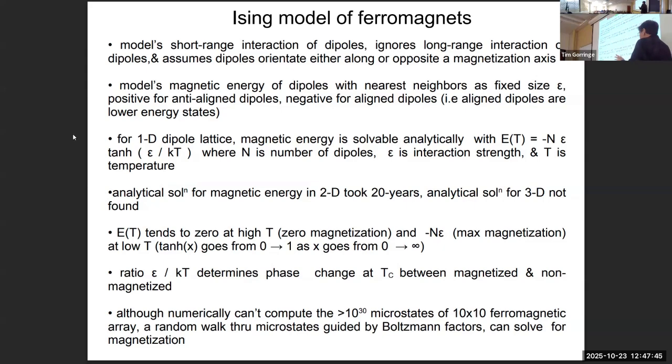Now let's imagine that we had a magnetic material that was just a one-dimensional magnetic material. It was just a straight line of little dipole moments in a row.